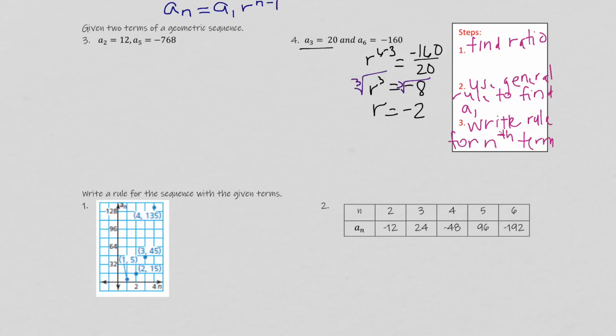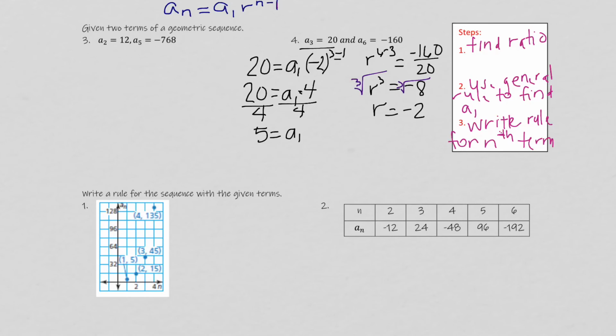So now choose one of your terms that you have, and you're going to plug it into your formula. So I have 20. I don't know my a sub 1. That's what I'm looking for. So I have negative 2 to the, that's the third, so it'd be 3 minus 1. And we're going to solve for a sub 1. So 20 would equal a sub 1 times negative 2 squared, so this ends up being 4. So I'm going to divide by 4. And a sub 1 would equal 5.